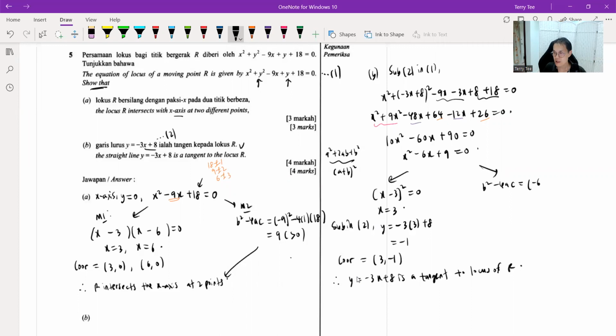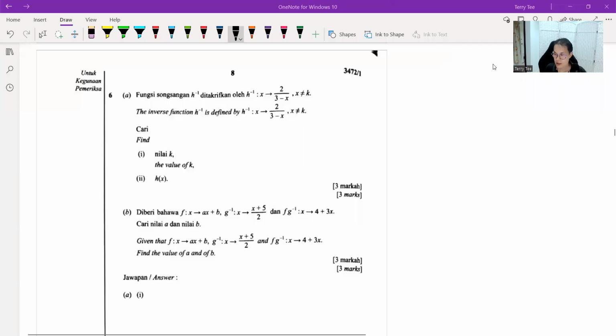Now, of course, the second way we can do is b squared minus 4ac, which is fairly simple. Your b is negative 6. I square it. 4a, a is 1, c is 9. So this is 36 minus 36, which is 0. If your b squared minus 4ac is 0, meaning you have only one solution, right? One real root. And therefore, the straight line should be touching the circle, the locus, at one point. And we can come up with the same conclusion. Okay, so whether you want to use method 1 or method 2 is up to you. All right.